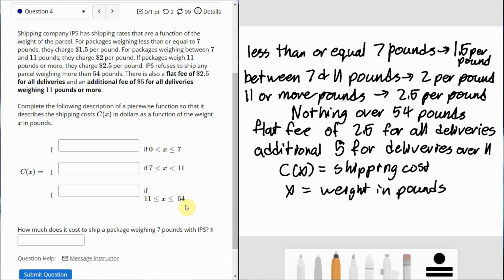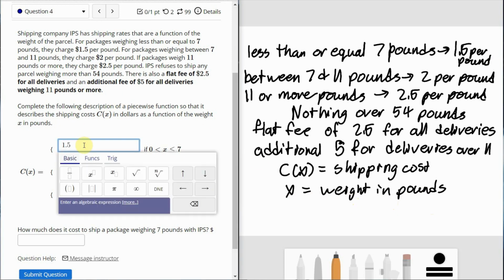Let's go through each of the number clues one at a time. Remember that per is a keyword that means multiply. Less than 7 pounds is 1.5 per pound. Since per means multiply and X is the weight in pounds, that will be 1.5X for the first expression.